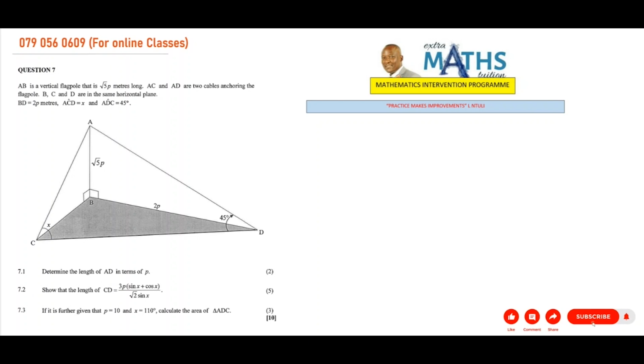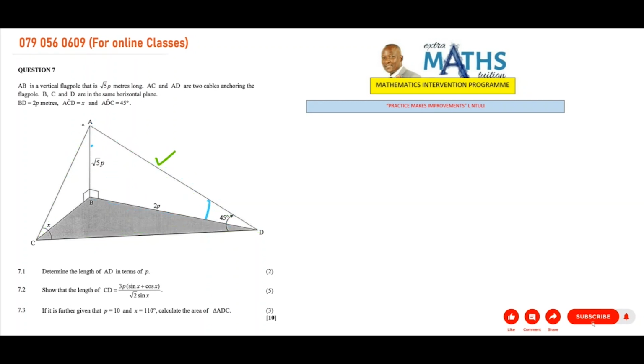Number 1. Determine the length of AD. This is your AD. Now, my AD is on triangle ADC, or triangle ABC, or it's on triangle ADB. Okay, guys, please check for your right angle triangle first. This is my right angle triangle.